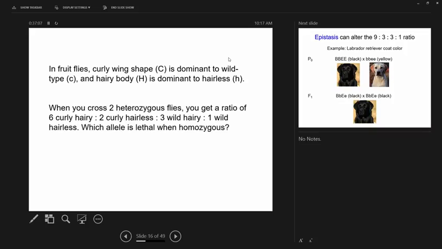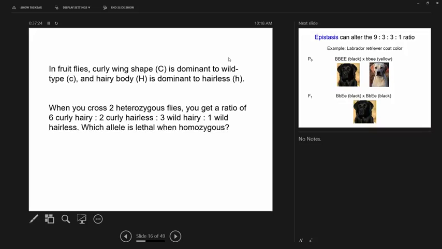So you should get what kind of a ratio with the phenotype when you do a dihybrid cross? 9 to 3 to 3 to 1. You got it. All right. So we get a 6 to 2 to 3 to 1 phenotype ratio.